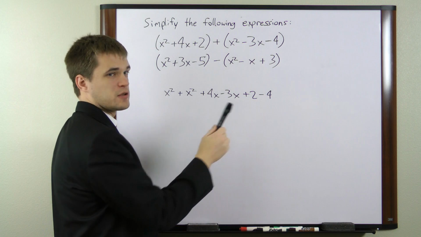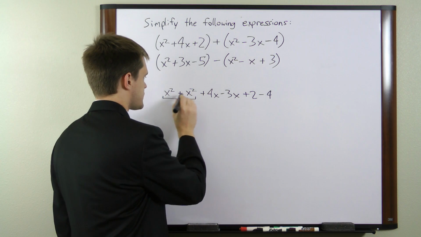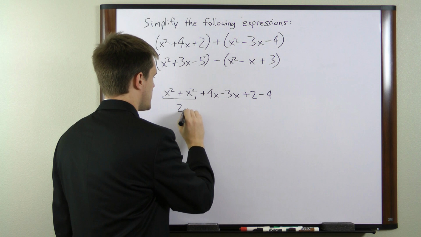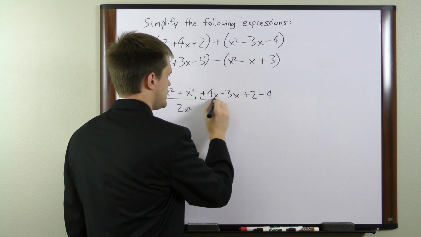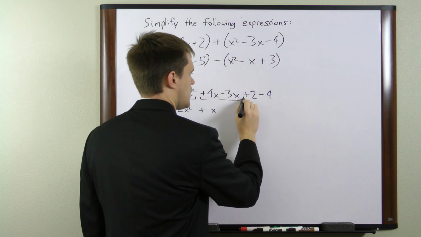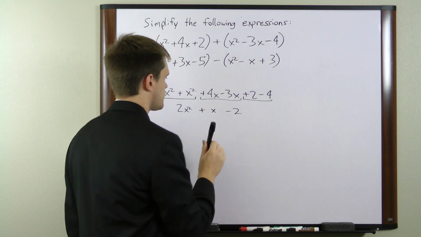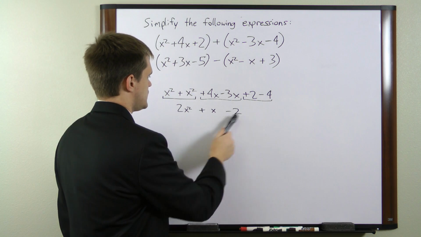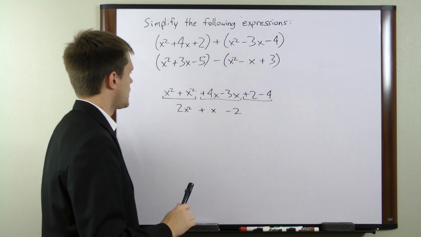Now we already have our like terms grouped, so we're going to add each of these separately. X squared plus x squared is 2x squared, plus 4x minus 3x is going to be plus x, and plus 2 minus 4 is going to be minus 2. So this is the simplified form of that expression.